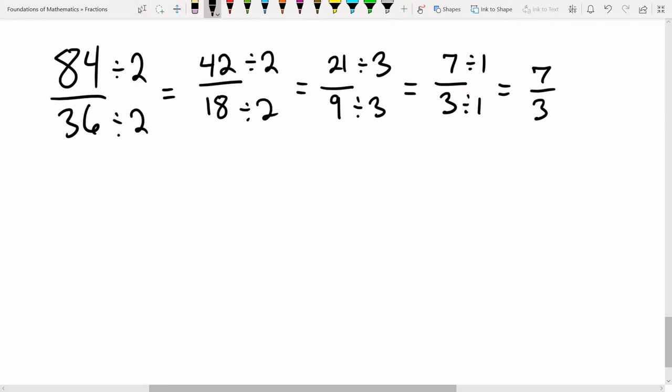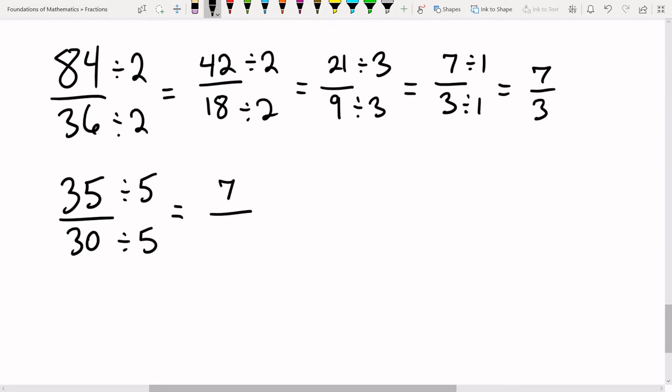All right, let's look at another one. 35/30. What can divide both 35 and 30? 5 can. If you're not sure, you can always just test some numbers on a calculator. But 5 can go into both of those. 35 divided by 5 is 7, and 30 divided by 5 is 6. Anything can go into both of those? The answer is no. 7's prime, 6 is 2 times 3. There's no common thing there, so that's the best we're going to get there.